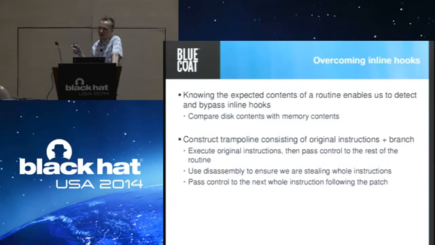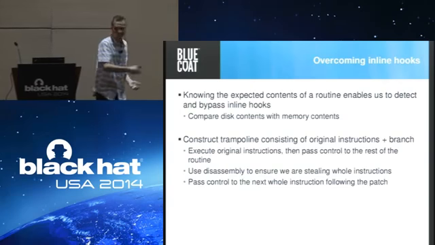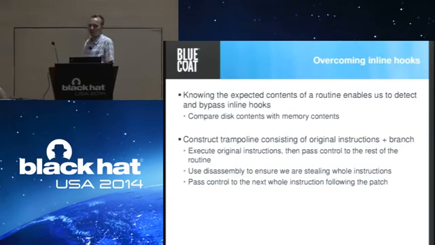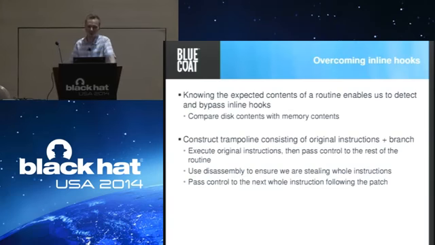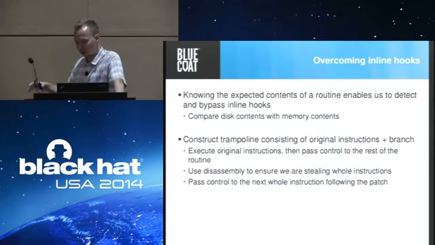But actually, knowing the address of the routine on disk also enables us to detect and bypass the inline hook version, where the memory contents is actually modified. We do this by comparing the disk contents to the memory contents. If you can detect discrepancies, if you see what the routine on disk is, you know what it should be in memory, and then you can detect that something is wrong. And you can also use the same information in order to bypass the inline hook.